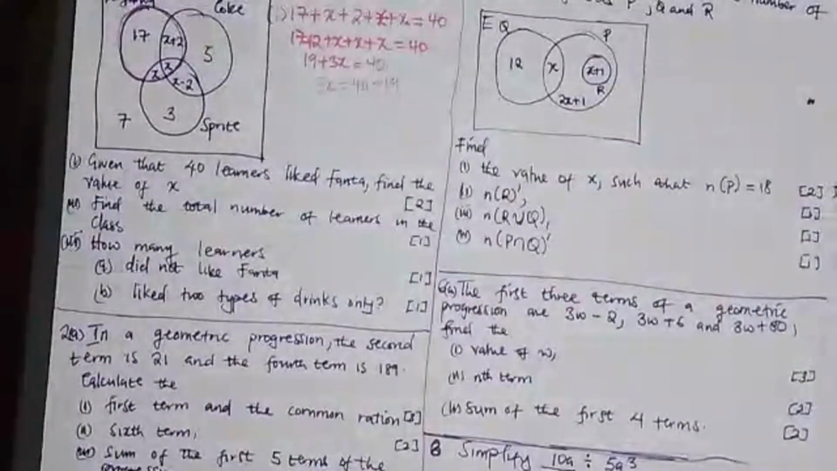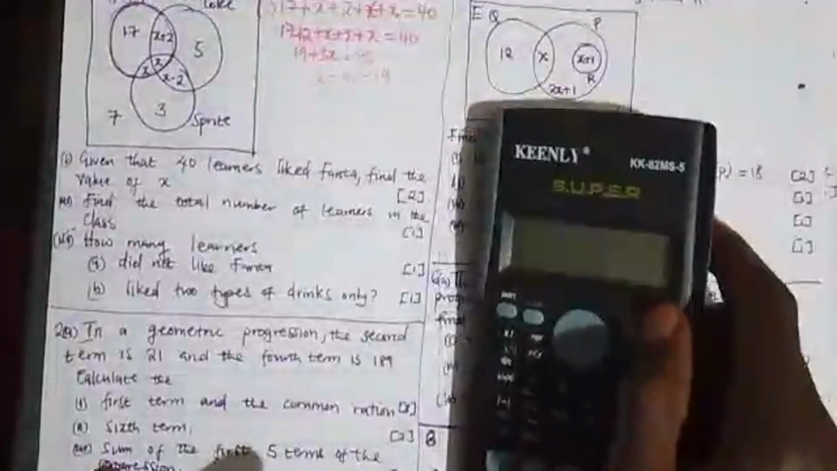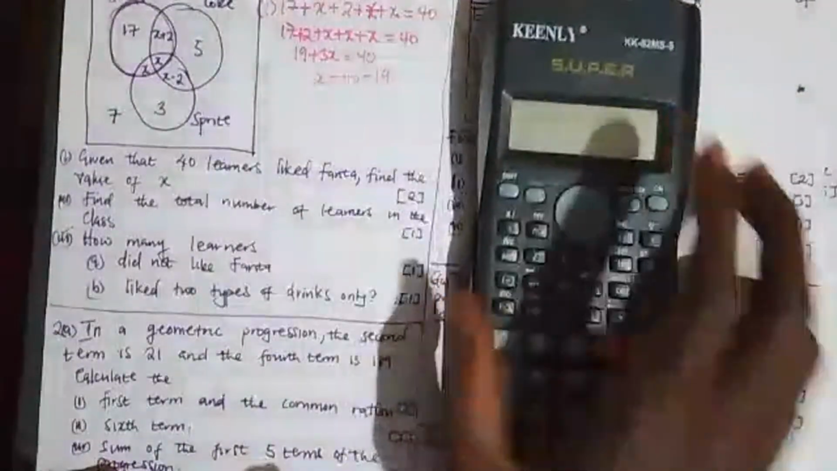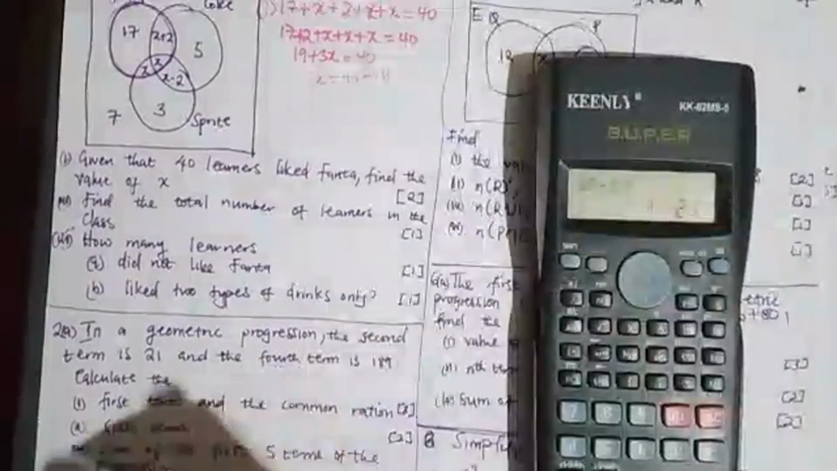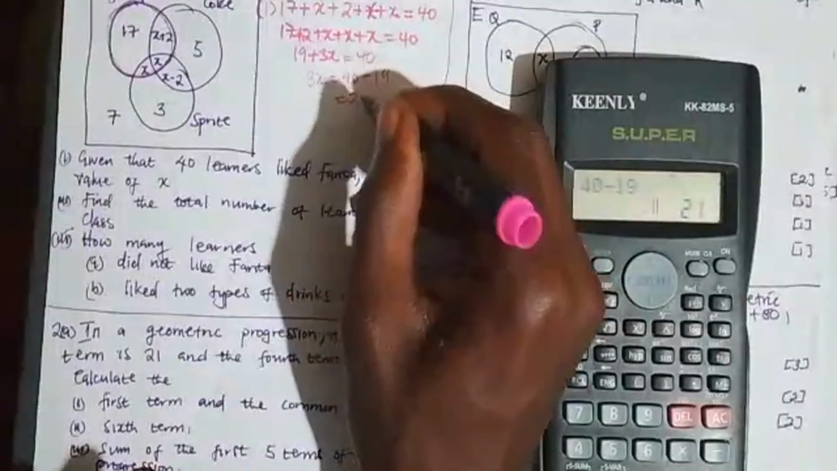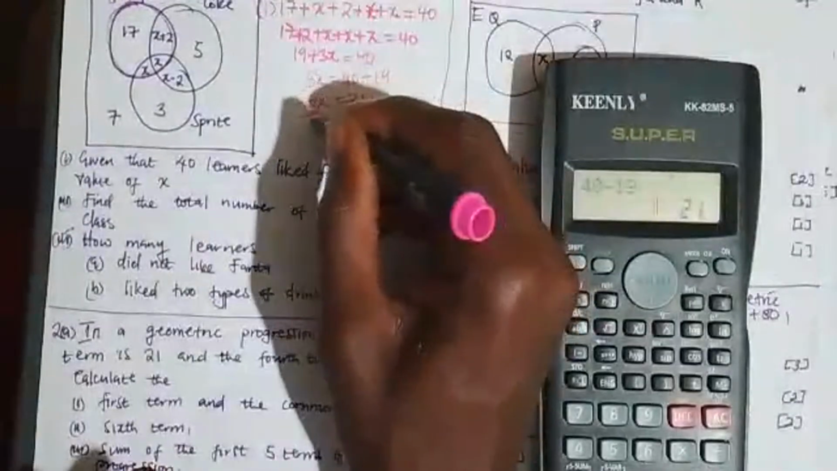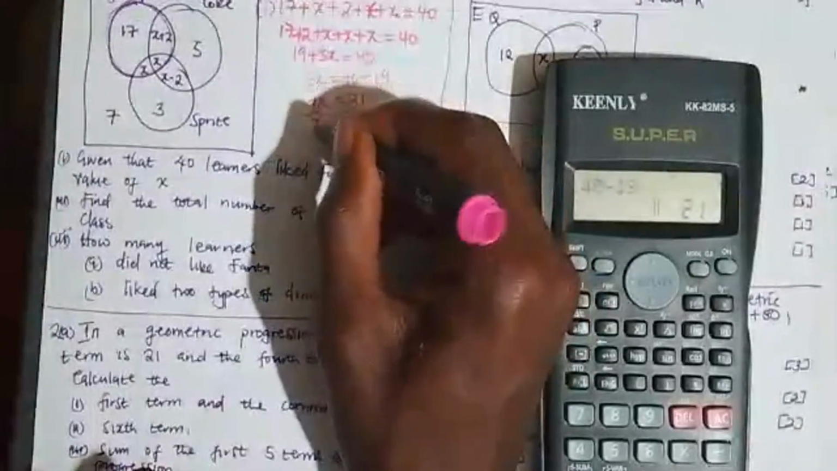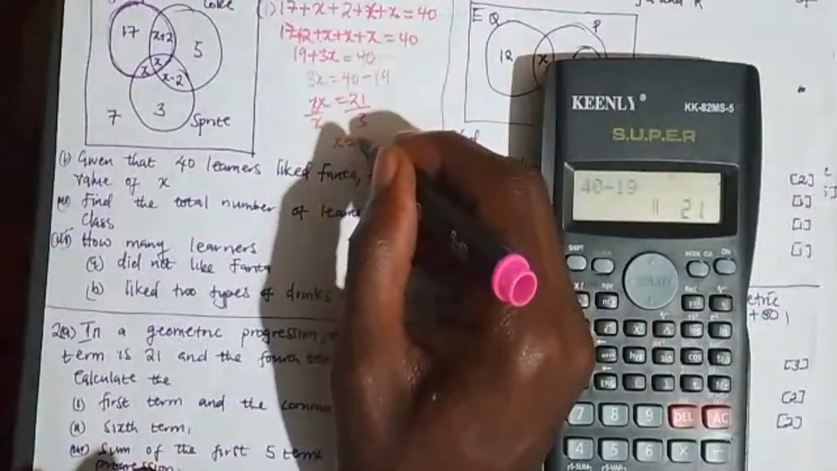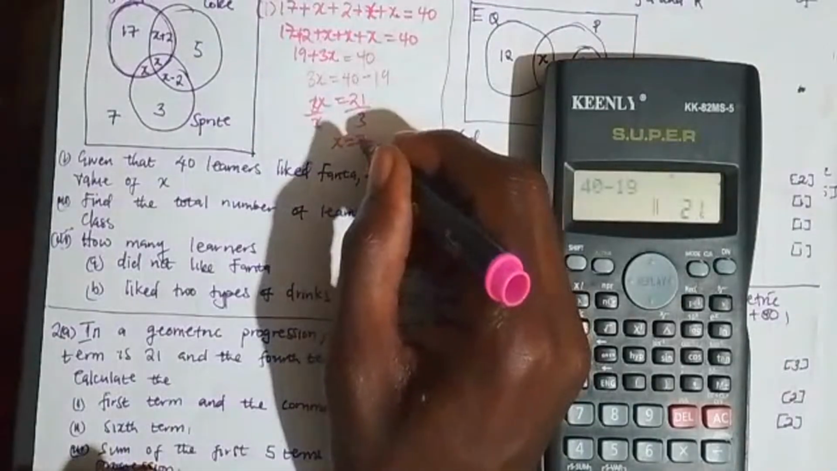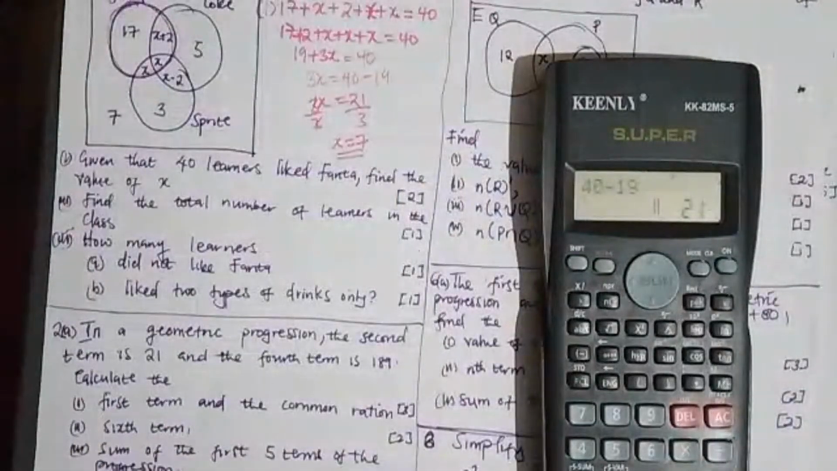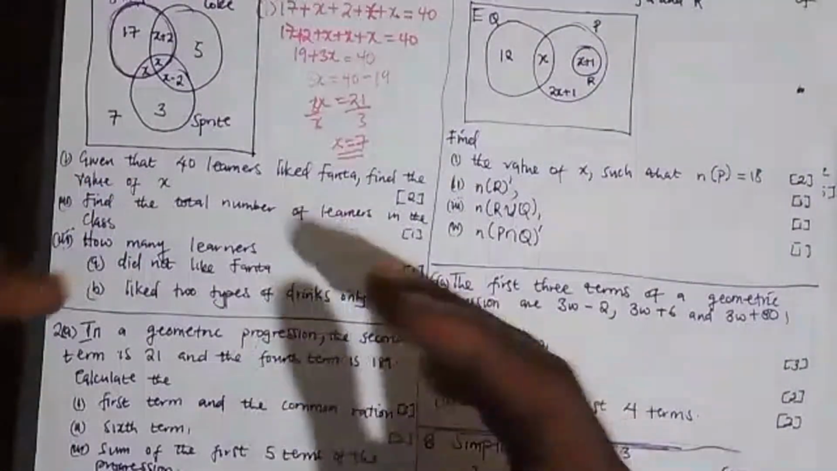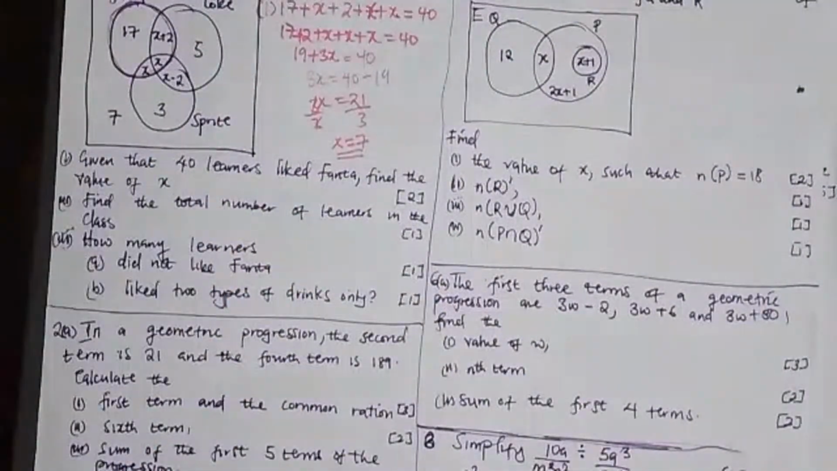You can use a calculator. So you say 40 minus 19, we have 21. So here you have 21, here you have 3x. Then you divide by 3, you divide by 3. So x is equal to 21 divided by 3, we have 7 as our answer. So x was 7. So we have solved our first question, which is find the value of x.